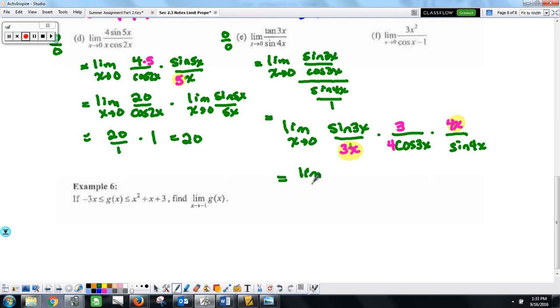So we're going to do the limit as x goes to 0 of sine of 3x over 3x, which is going to give me 1, times the limit as x goes to 0 of the 3 over 4 cosine of 3x. We plug in 0. Cosine of 0 is 1, so I'm going to end up with 3/4 as my limit. So we'll go times 3/4.